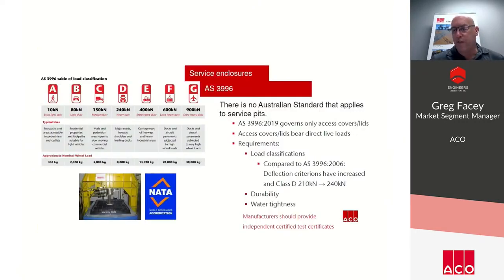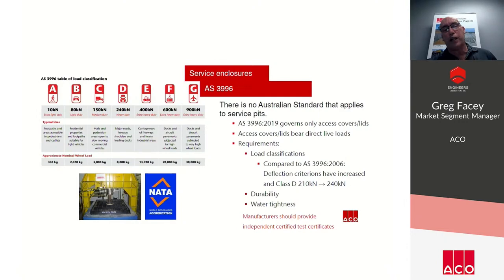However, as part of the service enclosure system, we also need to consider the lids and covers. As I mentioned earlier, there is no Australian standard that applies to service pits. AS 3996 2019 governs only access covers and lids. Access covers and lids bear the direct live loads of any project. So for the requirements, we need to look at the load classification. And if we compare AS 3996 2006, the deflection criteria, particularly for Class D, have tightened up from 210 kilonewtons to 240 kilonewtons. We also need to consider the durability and also the water tightness requirements.